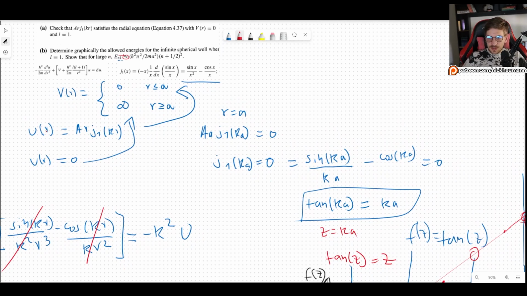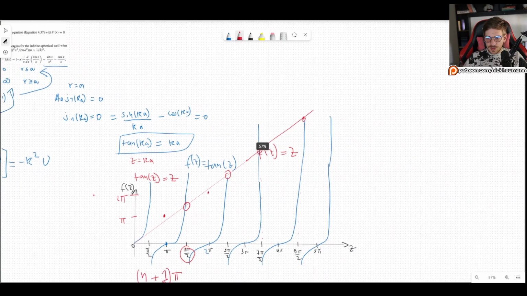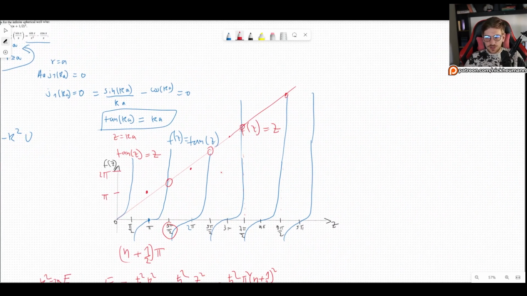Just do continuity of the wave functions, and that way we can get a transcendental equation, and we just plot that and find some sort of approximate solution.